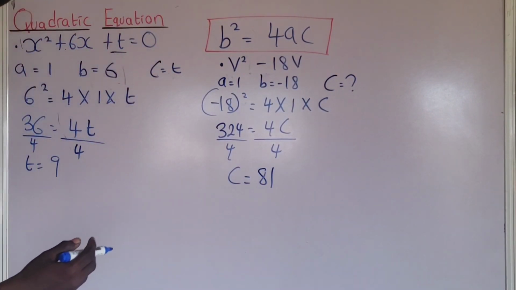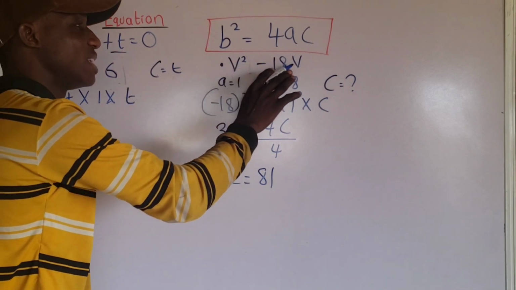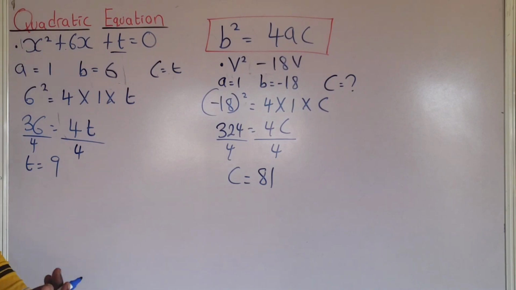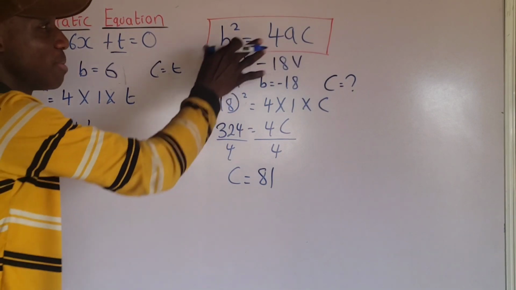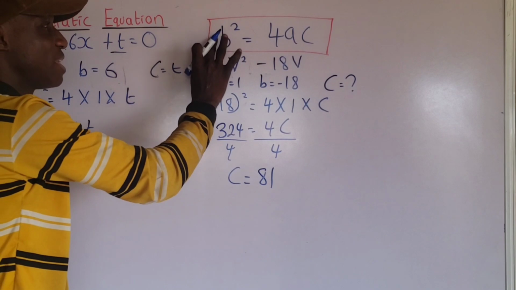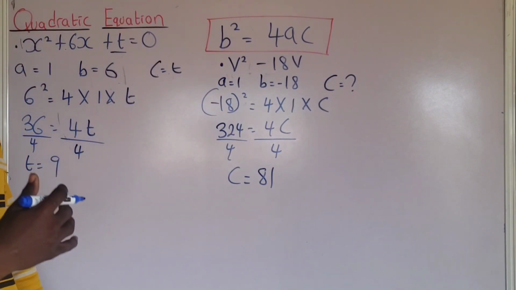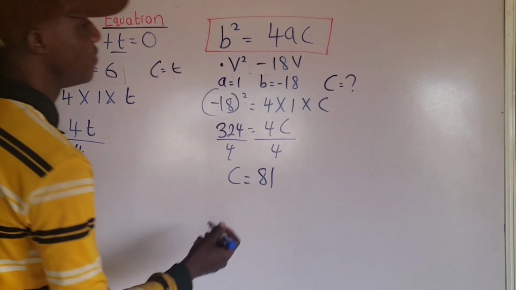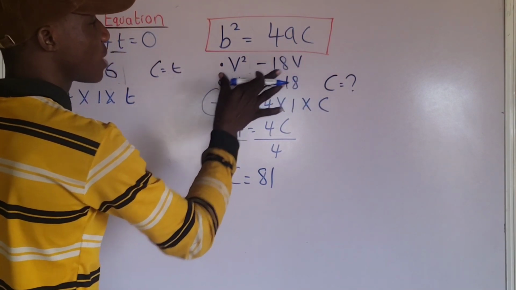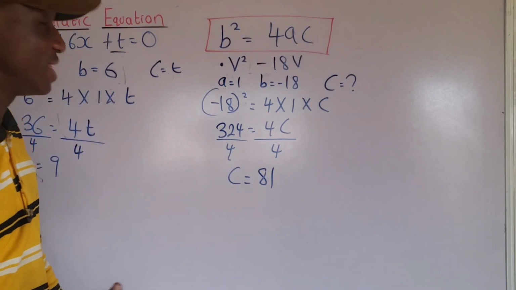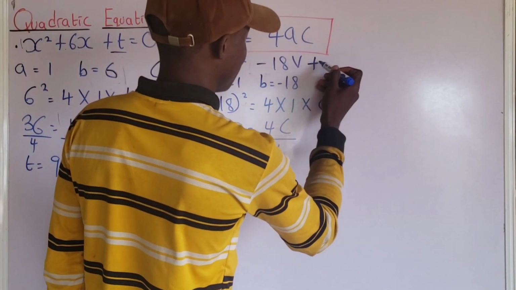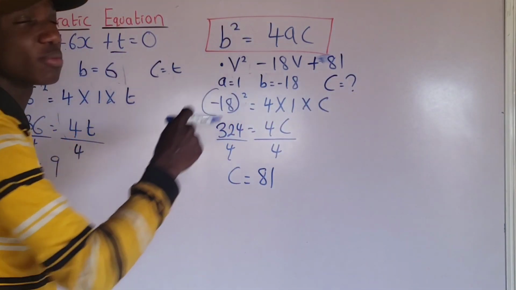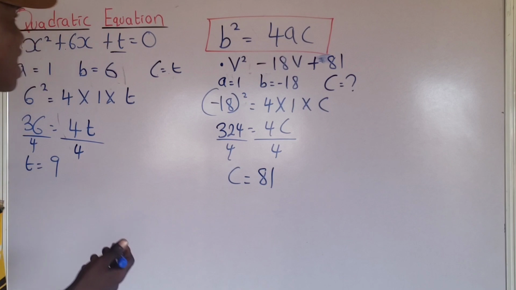Hence, the value that must be added to v squared minus 18v to make it a perfect square is 81. You can see that it's simple. Immediately you come across this question in the exam, just remember this. Just identify your a, b and c, then substitute. So just add plus 81, then the quadratic expression becomes a perfect square. You can see now. Let's have one more example.